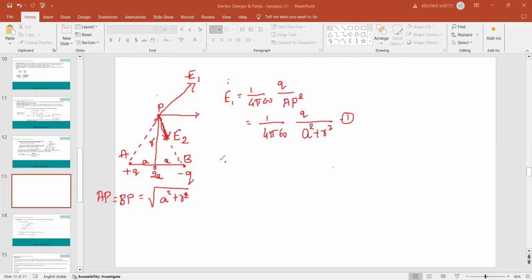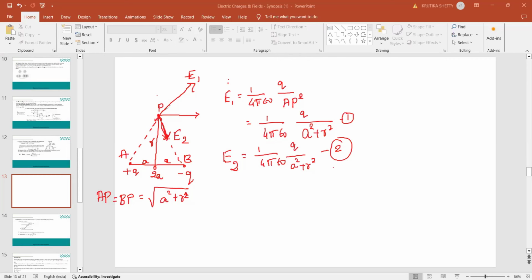Hope you are understanding. If you are not understanding, please tell in the chat box. E2 is equal to, so at B, minus Q. It is 1 upon 4 pi epsilon naught Q divided by A square plus R square, because both are right angle triangles, APO and BPO. Since both are right angle triangles, the E1 and E2 values come the same, students. You can see there. Correct? Yes? Understanding? Yes or no?